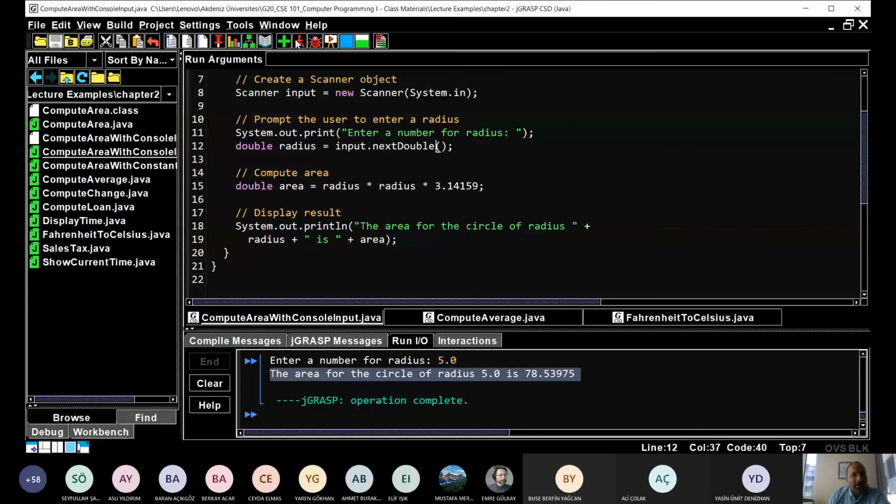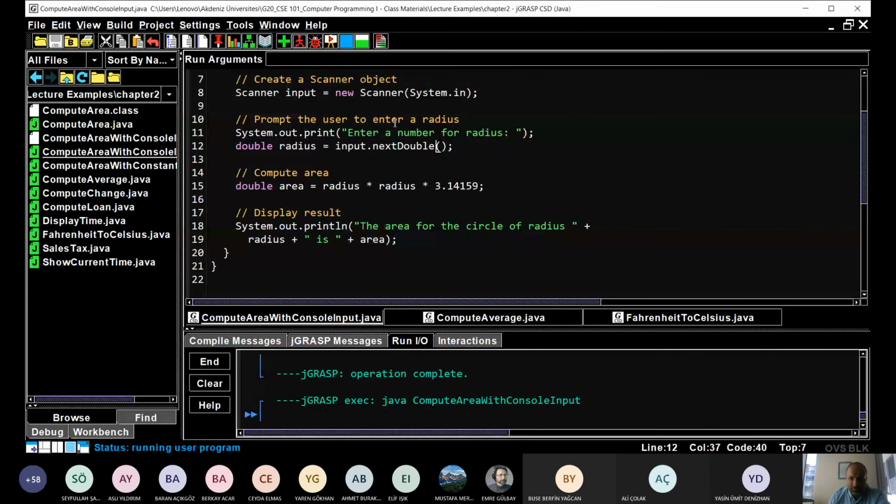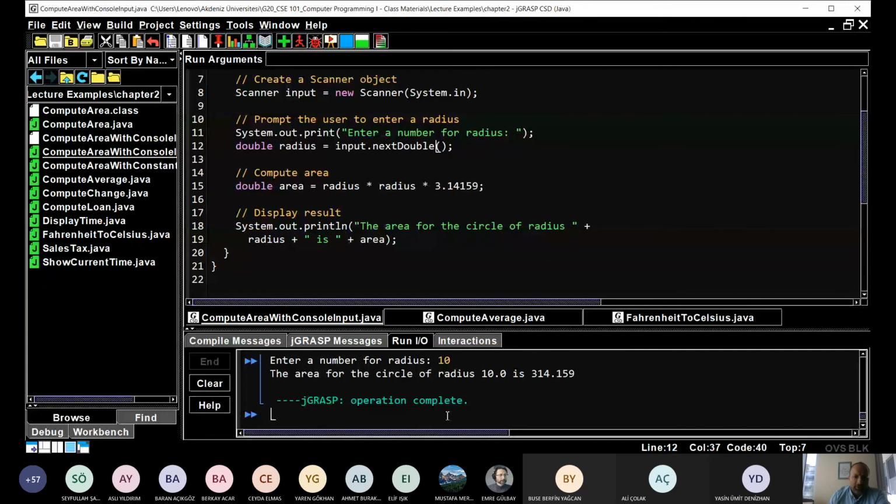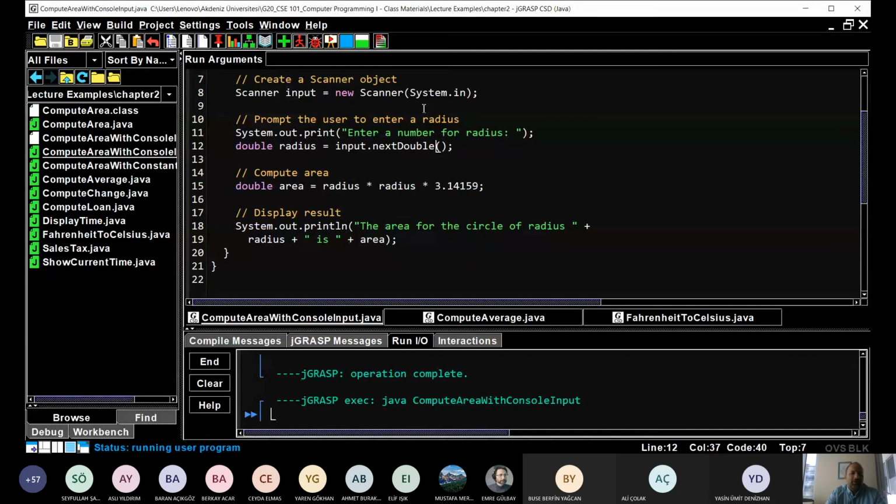Now I don't have to recompile it. I can just rerun it again and enter a different value for the radius. Right? So the area for the circle with radius 10 is this. So then what happens if I said, okay, I want to have a radius of 20. Okay.